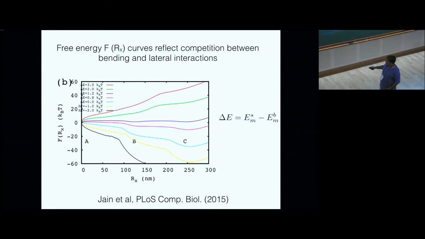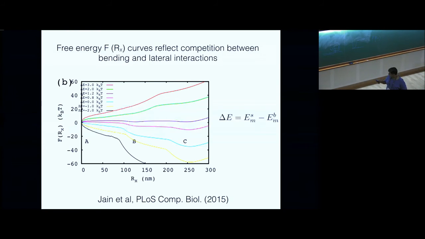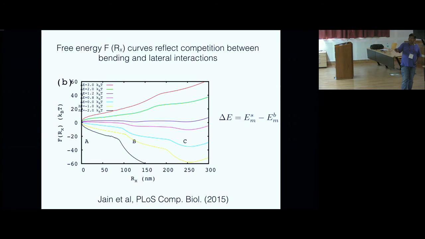These curves are for different values of delta E. Now what is delta E? Delta E is the maximum spring energy minus the maximum bending energy, the energy to completely straighten a curved dimer from its intrinsic curvature. So this is essentially the lateral energy parameter minus the bending energy parameter. This difference is delta E.